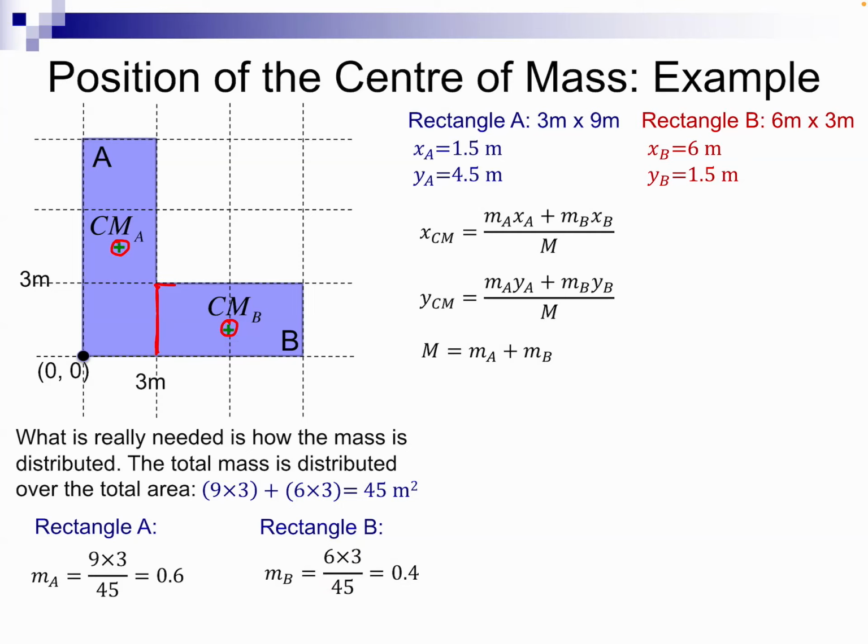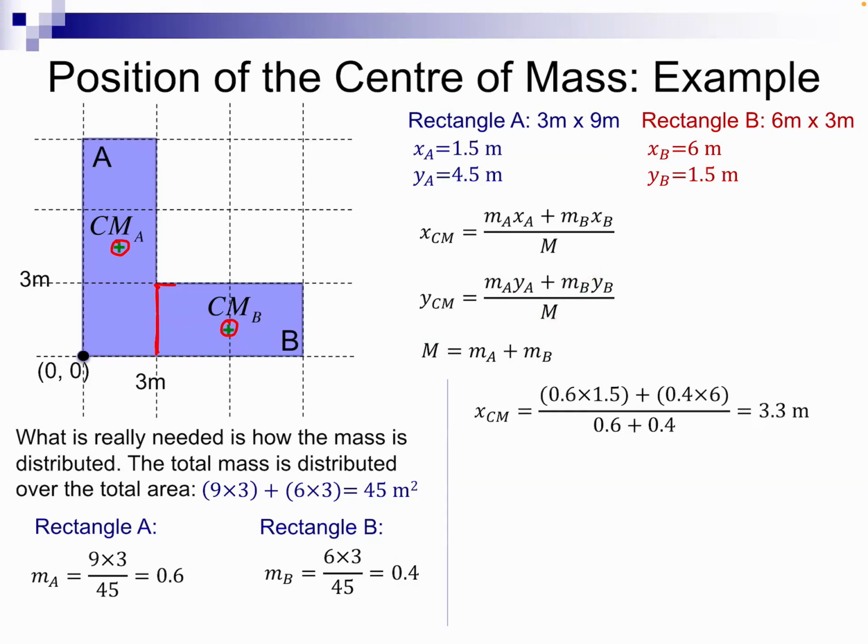Okay. Right. So we can think of the mass of A as 0.6 and the mass of B as 0.4. The actual mass doesn't really matter whether it's 25 kilograms or whatever, because as you can see here, it's really just a ratio of the mass of A to the total mass and of B to the total mass.